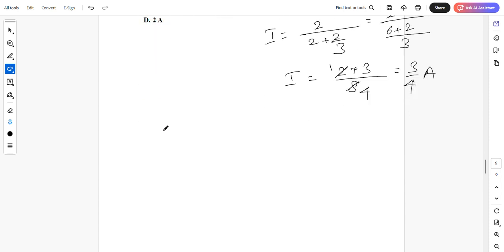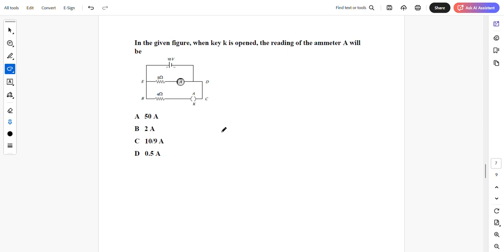Next problem. What it is saying: in the given figure, when key K is open, okay, this is the key, the key is like this. This is an open key, and now this is a closed key.